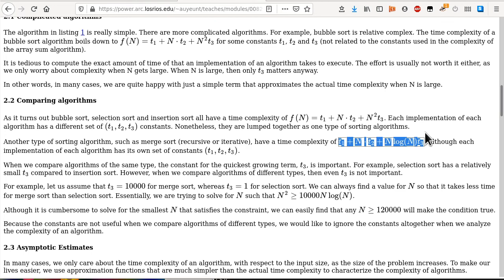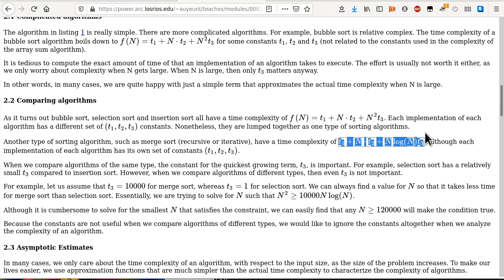So the rest of today's lecture, with this module, is really establishing the mathematical background of why we do not need to know the details of T1, T2, and T3, and how we describe the time complexity of an algorithm when we don't need to know exactly how much time it takes. We just need to know, well, it is kind of like this. So what are we talking about?